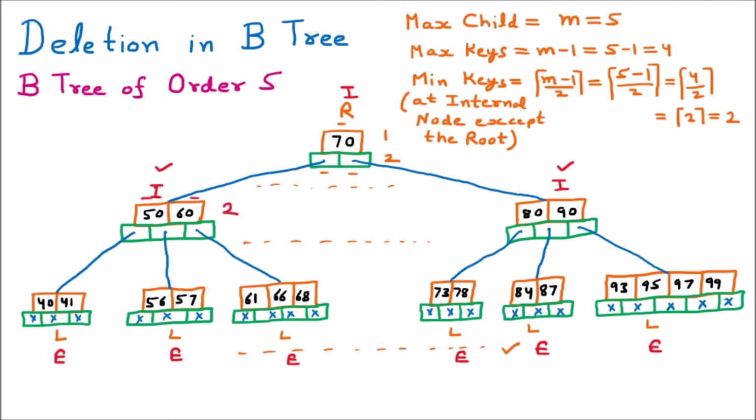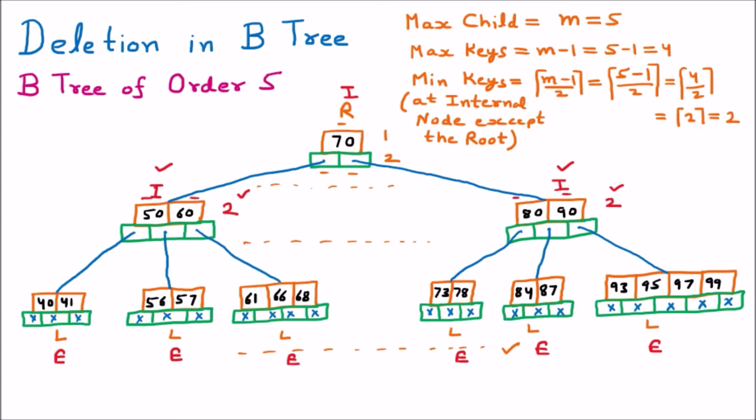Then talking about the second internal node, here 80 and 90, so 2 keys are there. So both are satisfying the property. That means an internal node should have a minimum of 2 keys. So here this tree is, for sure, a B tree of order 5.